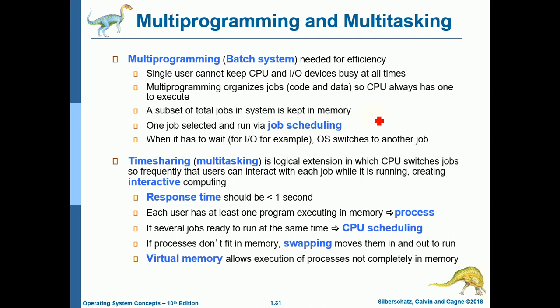If several jobs are ready to run at the same time, we'll have CPU scheduling. We're going to study how CPU scheduling is done and how it works. If processes don't fit in memory, swapping moves them in and out to run. That is what I was saying earlier. And then virtual memory allows execution of processes not completely in memory. Virtual meaning it's not really the main memory. Again, there's also a separate discussion of what virtual memory is.